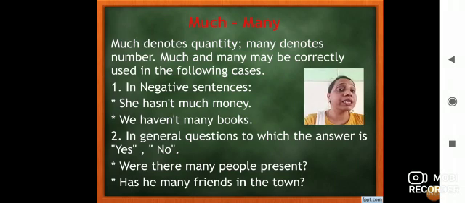Much and many may be correctly used in the following cases. In negative sentences: she has not much money. We haven't many books. Negative sentences, but see the noun. In general questions to which the answer is yes or no: were there many people present? Has he many friends in the town? Where you expect yes or no both as the answer, but the sentence is in question form, before the countable noun we will use many.